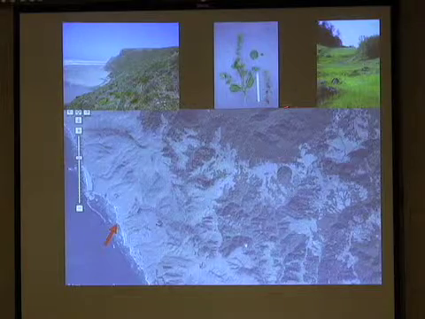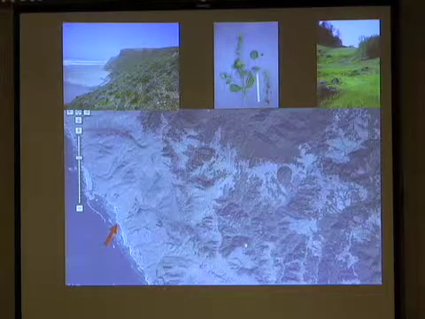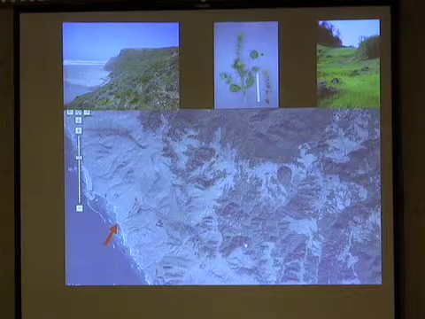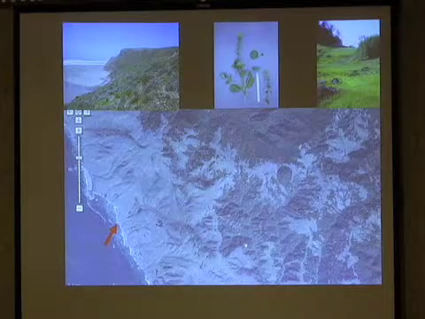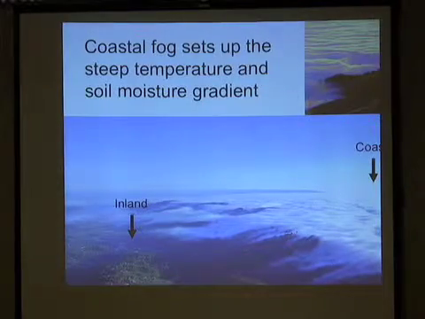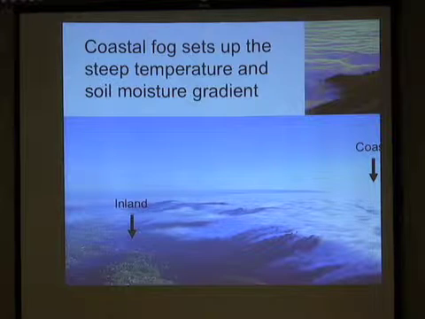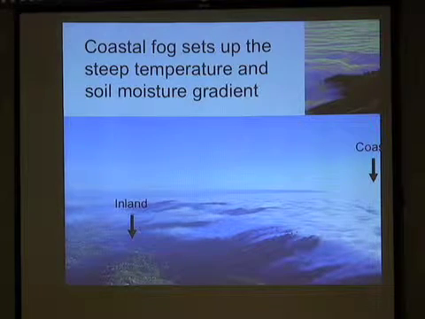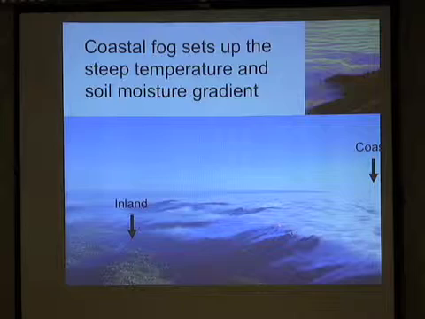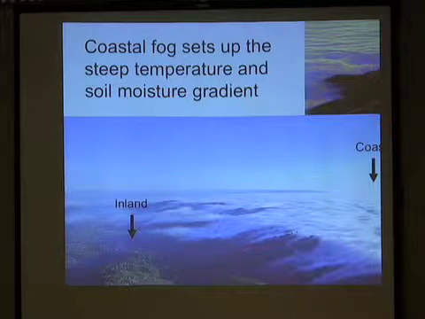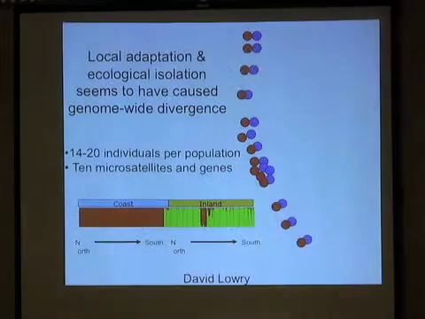The plants are phenotypically very different even when you bring them in the greenhouse, the annual being much smaller than the perennial and more rapidly flowering. And any of you who live here know that this environmental gradient is enforced by the coastal fog, which keeps the coastal populations wet year-round, whereas the inland ones suffer from the drought.